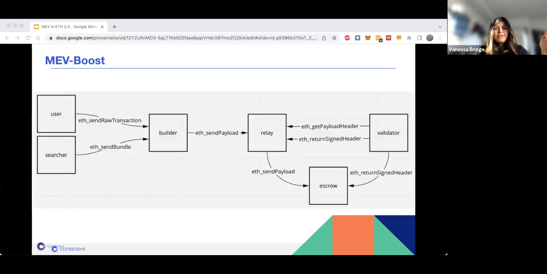So you still have your users and your senders sharing their transactions or bundles to the builder. But the builder will send all the information to a relayer, that will put the payload of the block in an escrow, and the validator needs to be checking for headers of new blocks. And then once they have signed it, they get access to the full transactions. So again, they're separating the roles so that there's less opportunity for any one participant to steal the MEV.